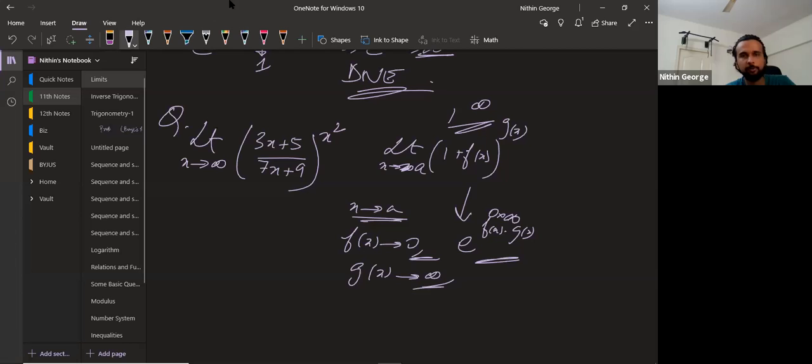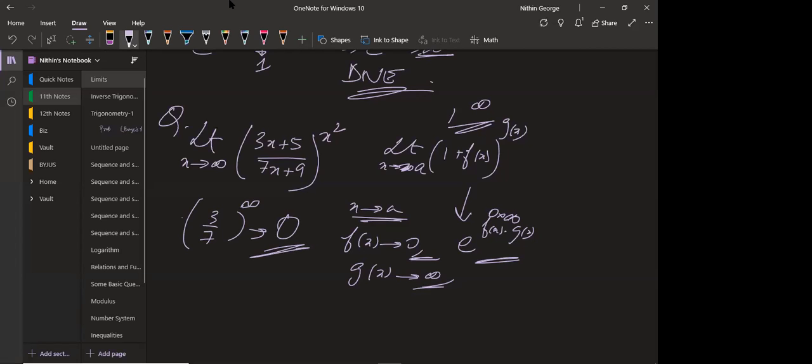So first you have to check this form. When you put x tends to infinity, this thing inside the bracket comes out to 3 by 7. You take the largest infinity outside common and cancel it out. You get 3 by 7 raised to something tending to infinity. You can see that 3 by 7 raised to infinity tends to 0, and this will be the value of the limit. It's as simple as that. Got it?